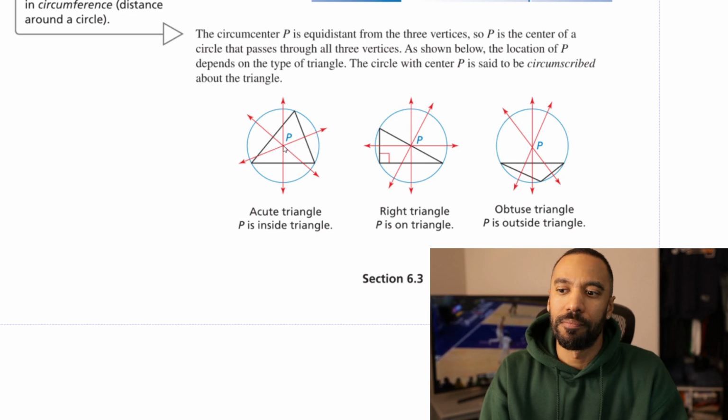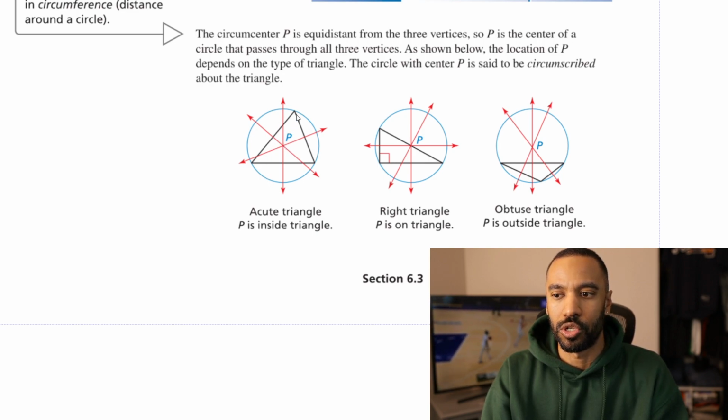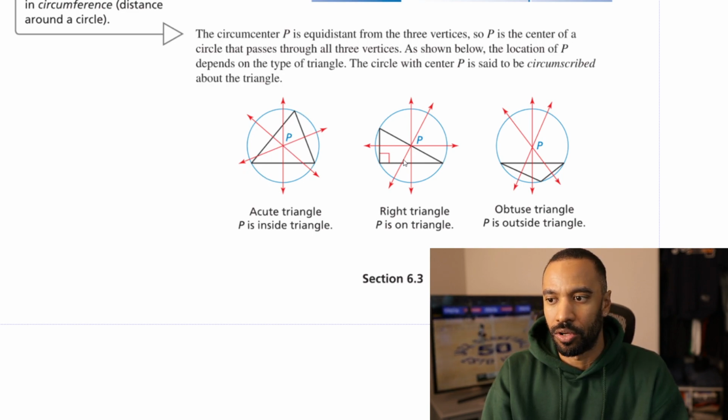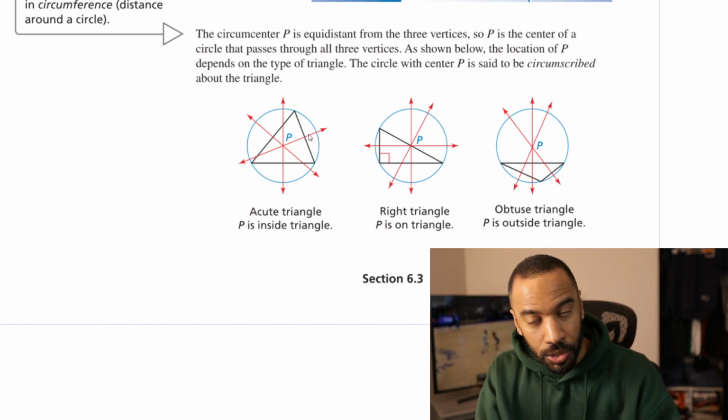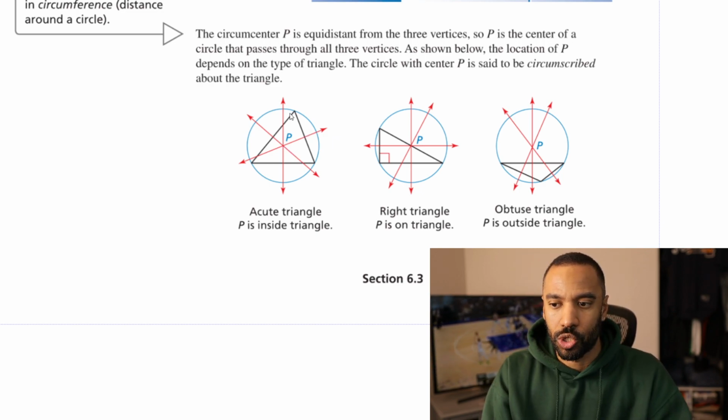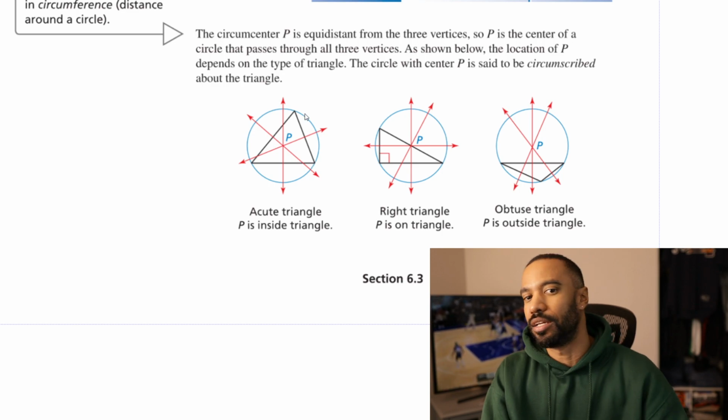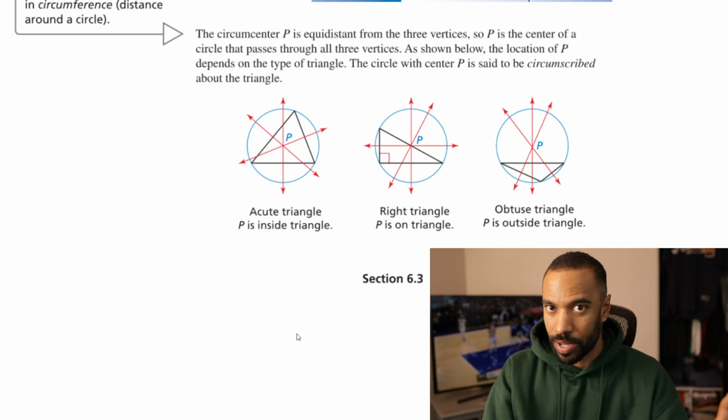So that's what I was saying before. Circumcenter is the center of the circle that you could draw on the outside, and all 3 vertices of the triangle are on the circle. What I didn't tell you is that the circumcenter is inside the triangle when you have an acute triangle. And an acute triangle is a triangle with all acute angles.